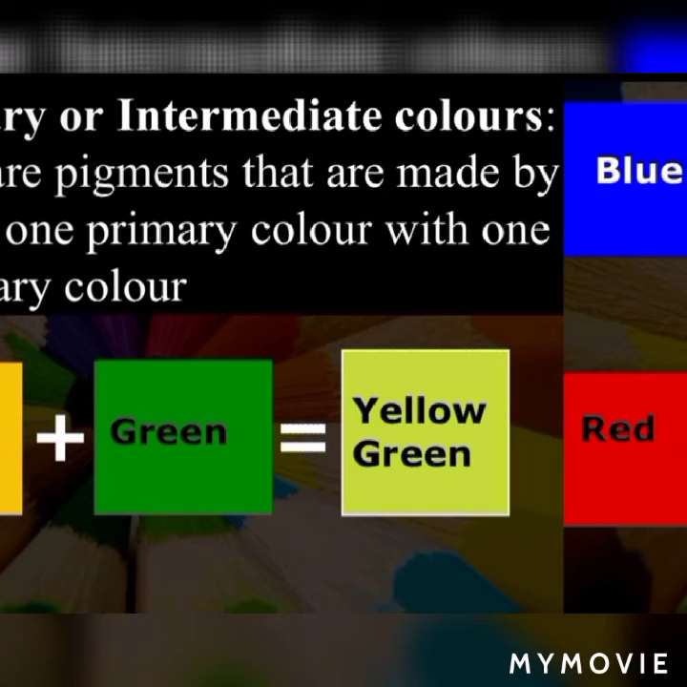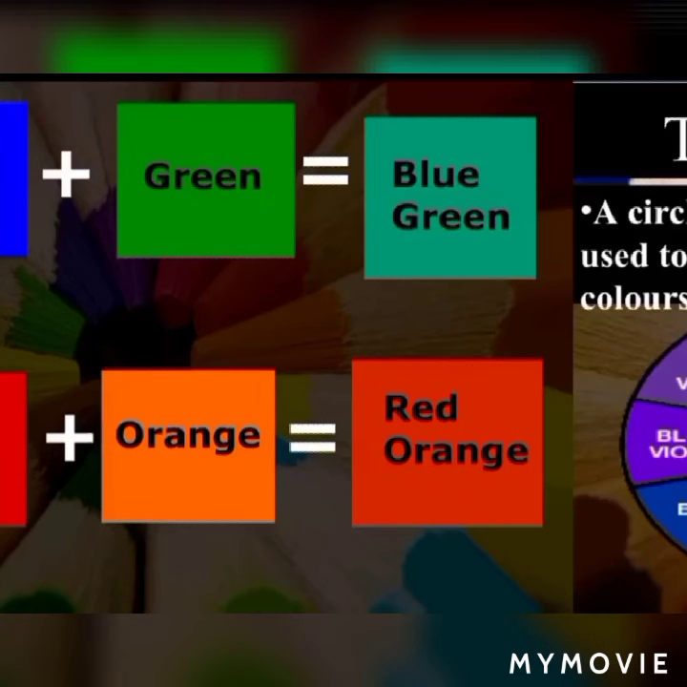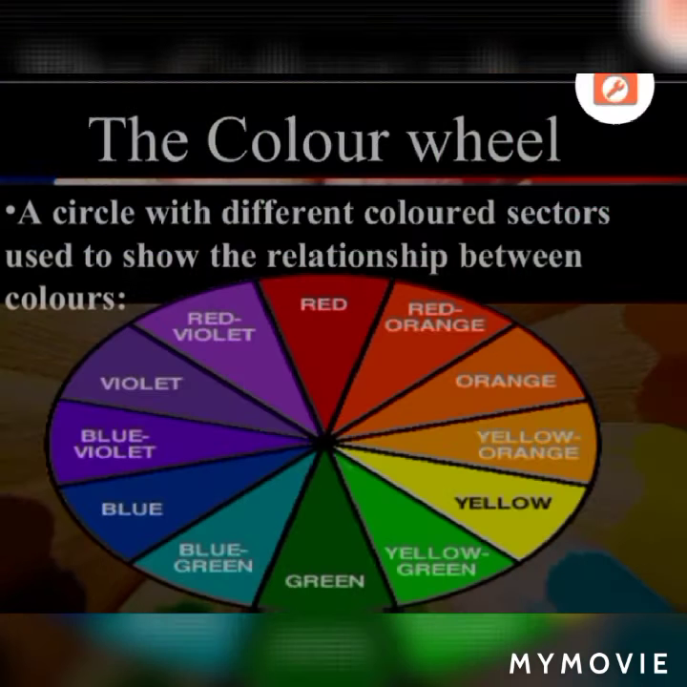Then we have tertiary or intermediary colors. These are pigments that are made by mixing one primary with one secondary color. Yellow plus green gives a yellow-green shade. Blue plus green gives a blue-green shade. Red and orange give a red-orange shade, and so on.